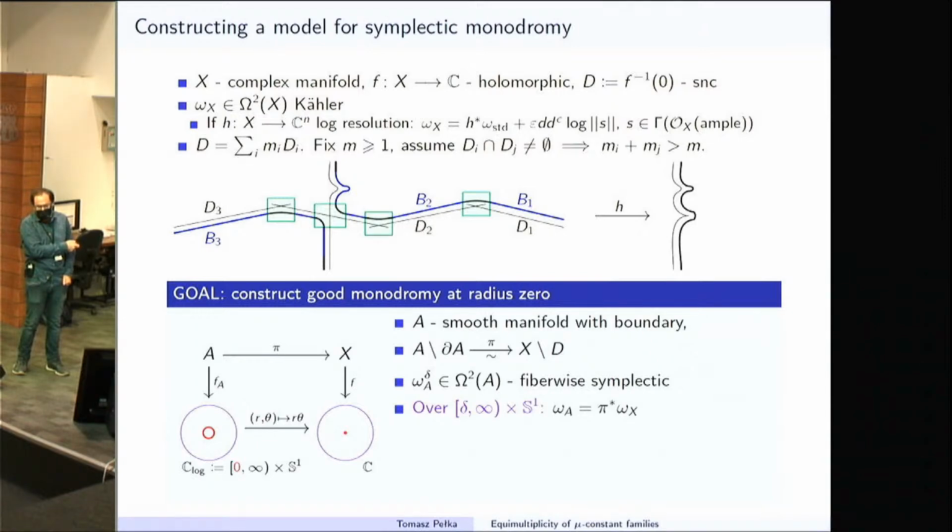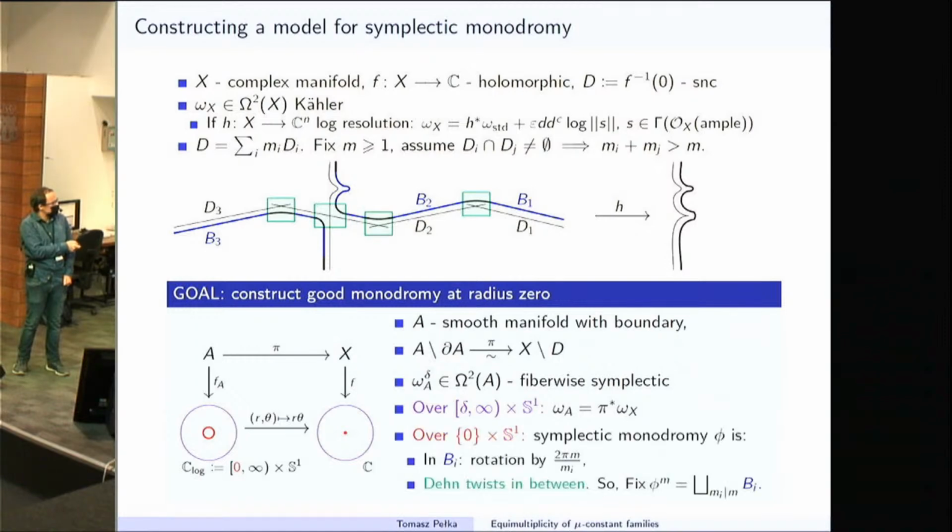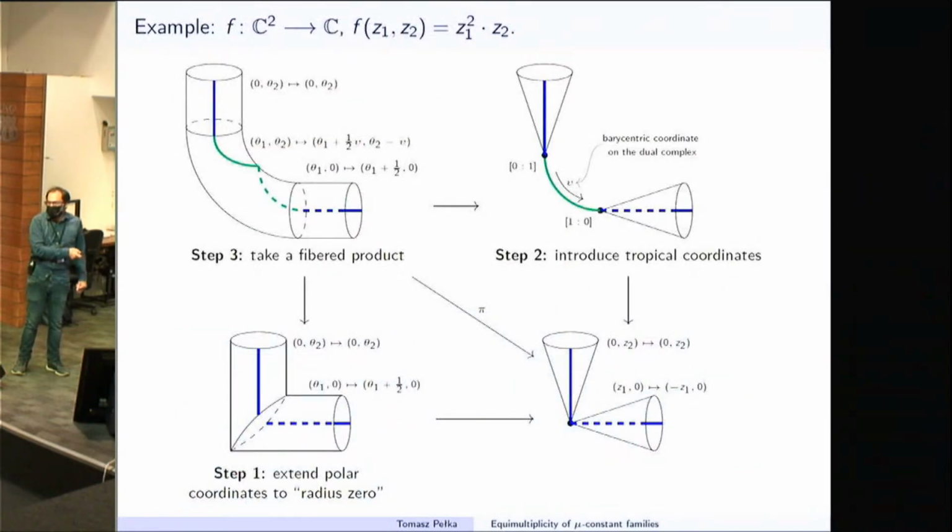So I take the real blow up, and over this small circle, the symplectic monodromy phi, defined as the time one flow of the symplectic lift, is precisely as you would expect. Inside B_i it is a rotation. So I get a fixed point whenever M_i divides M, and in between, I get a Dehn twist. So the fixed point locus is the disjoint union of the B_i. And this is the picture of our construction.